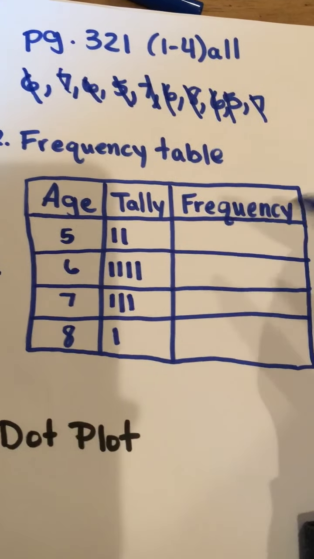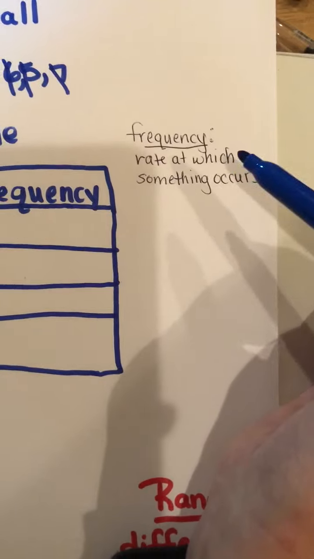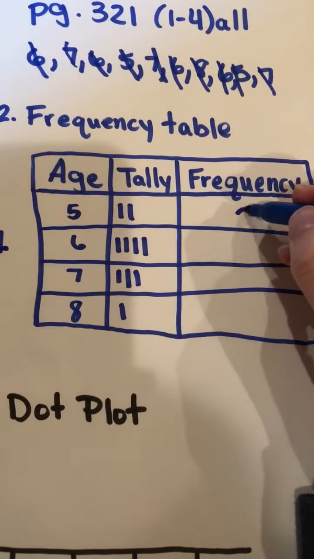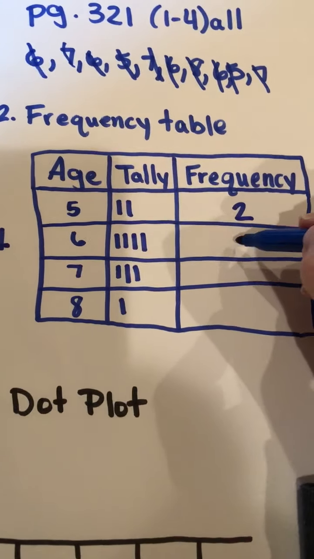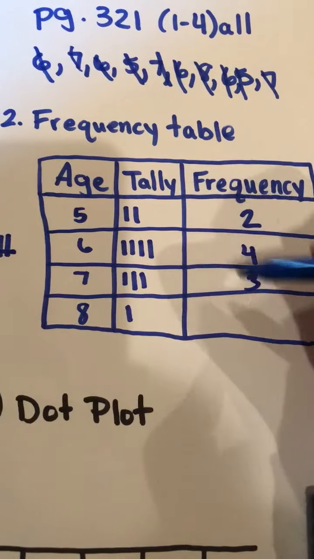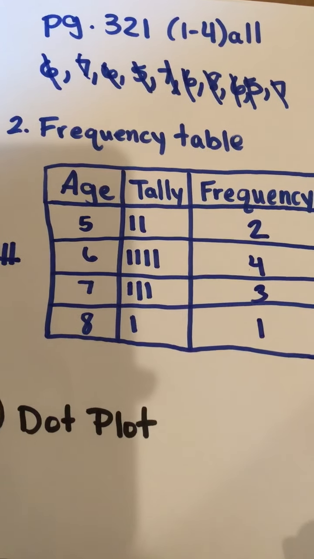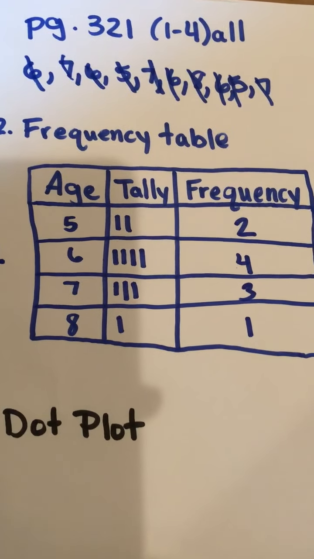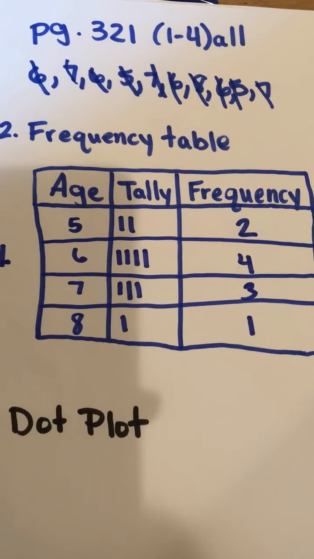So the frequency is the rate at which something occurs. So 5 occurs twice, 6 occurs 4 times, 7 occurs 3 times, and 8 occurs once. That is a frequency table. Press pause so you have a nice example of how to do a frequency table.